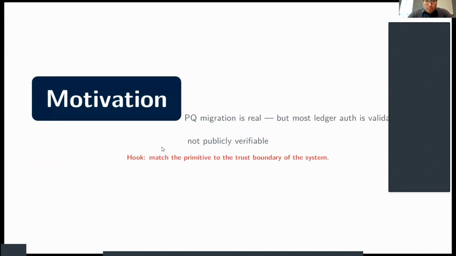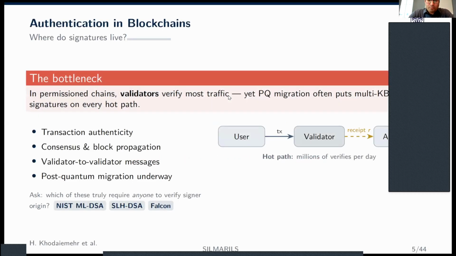So let's start with why this matters. We know that post-quantum migration is real, but most permissioned ledger authentication is validator-local, not publicly verifiable. The hook for today is very simple: pick the primitive that matches your trust boundary, not one thing for every purpose. This is the intention of designing SILMARILS.